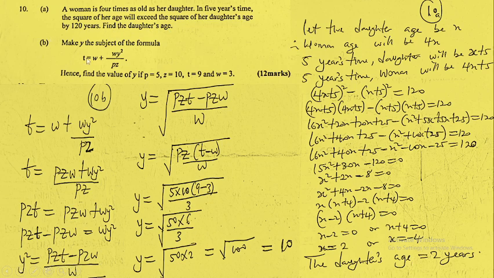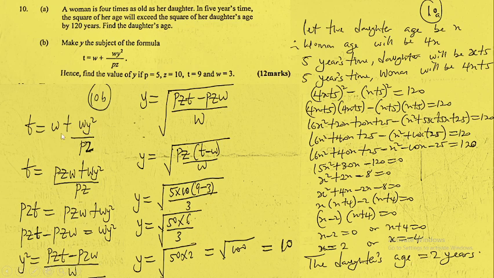Let's go to question number 10b, which is on the subject of a formula and substitution in a formula. So what do we do? You have to make y the subject of the formula here. How do we do that? You have t equals w plus wy squared over pz. You have to make y the subject of the formula here.